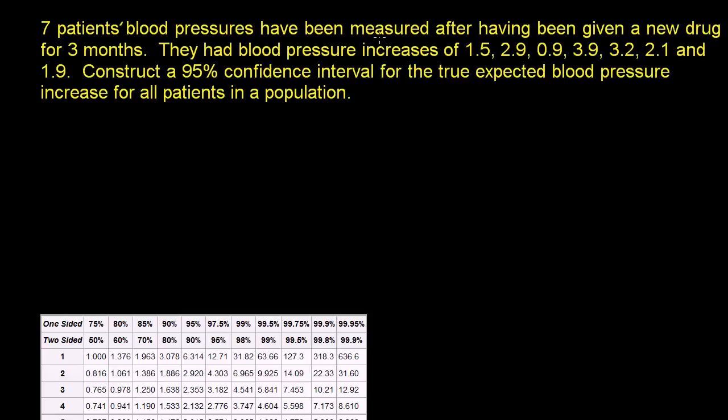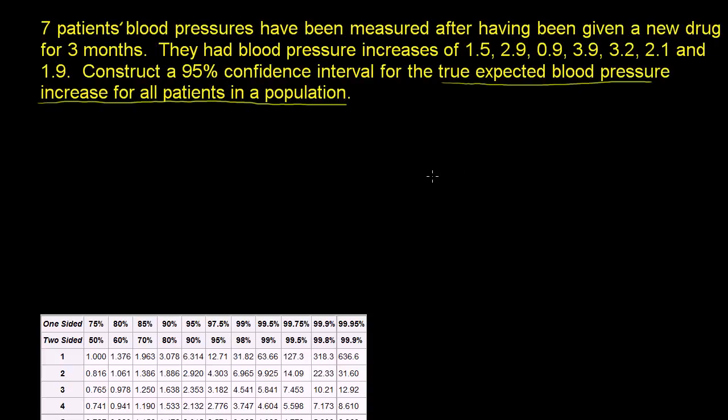Seven patients' blood pressures have been measured after having been given a new drug for 3 months. They had blood pressure increases of, and they give us 7 data points right here, who knows what that's in, some blood pressure units. Construct a 95% confidence interval for the true expected blood pressure increase for all patients in a population.